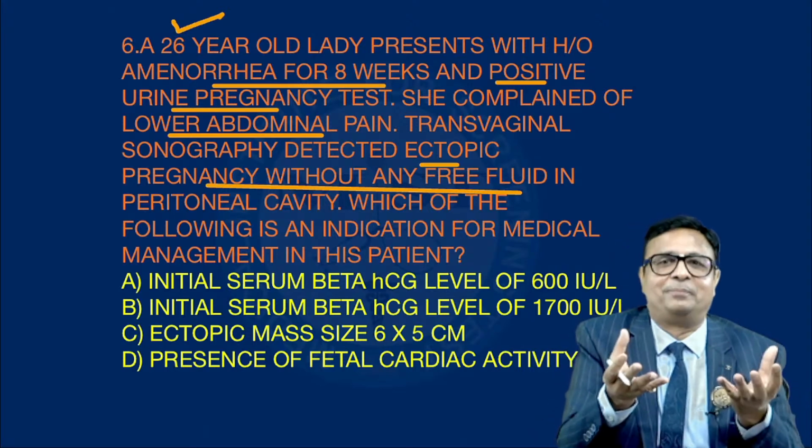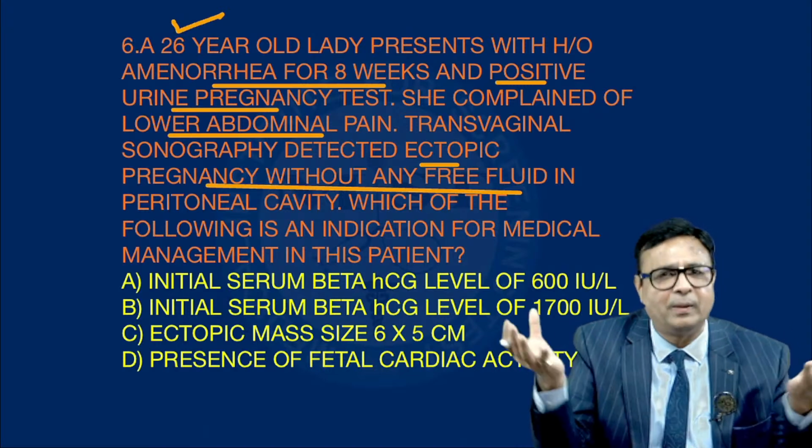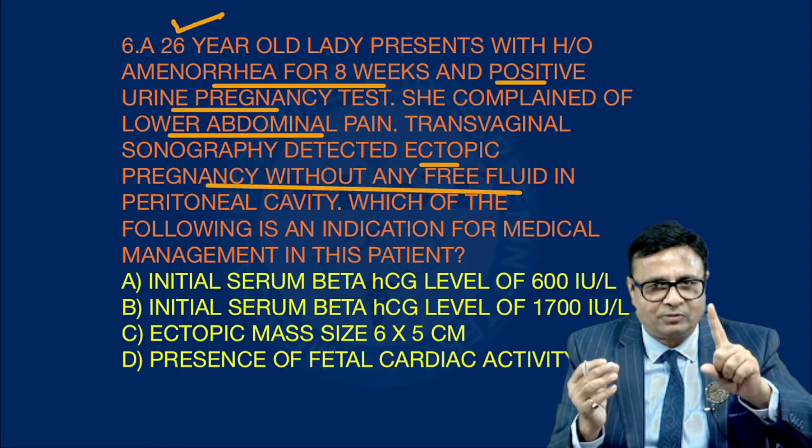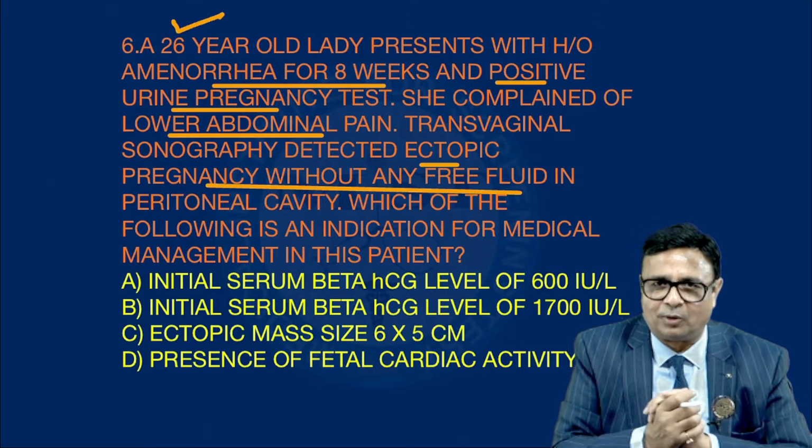If the ectopic pregnancy ruptures, there will be free fluid in the peritoneal cavity. And what is this free fluid? This will be blood, hemoperitoneum. So if there is no free fluid in the peritoneal cavity, it means it is a case of unruptured ectopic pregnancy.